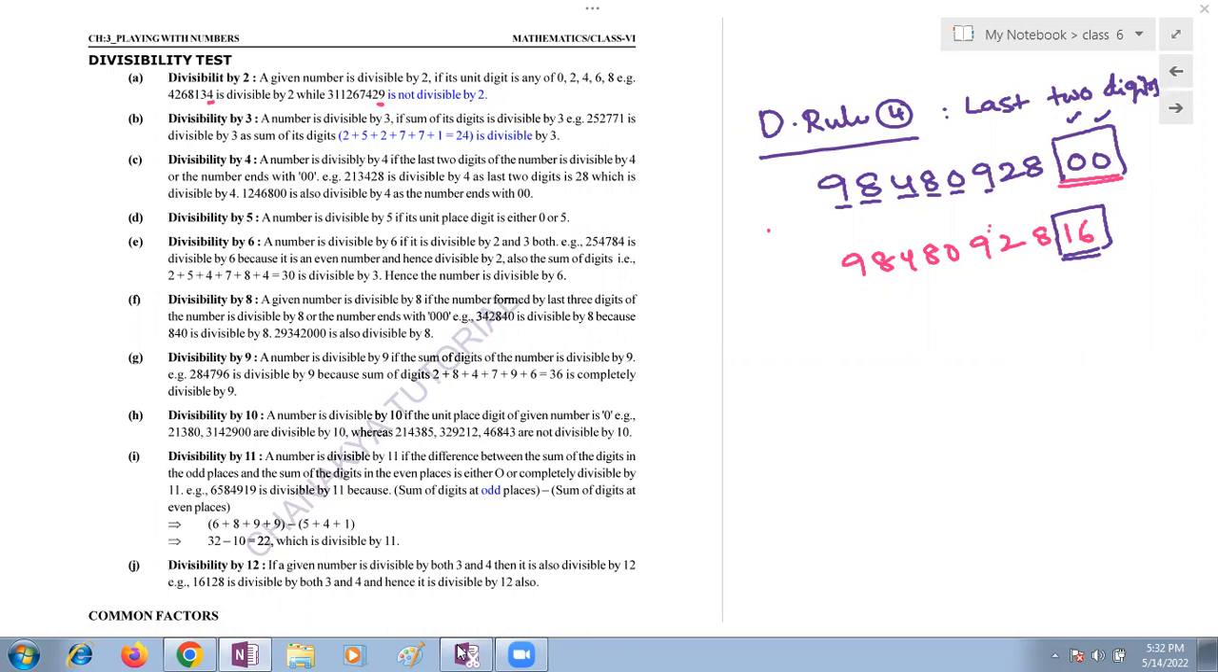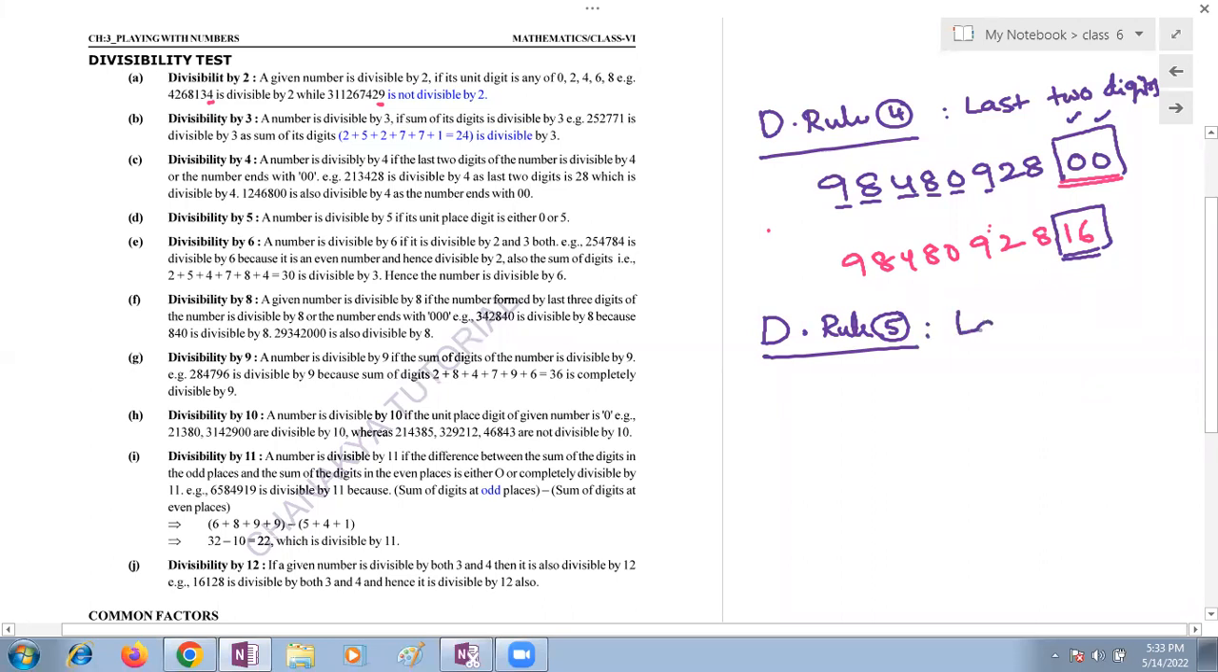Next question to Soumya. Soumya, please read divisibility rule 5. Okay, ma'am. A number is divisible by 5 if its unit place digit is either 0 or 5.